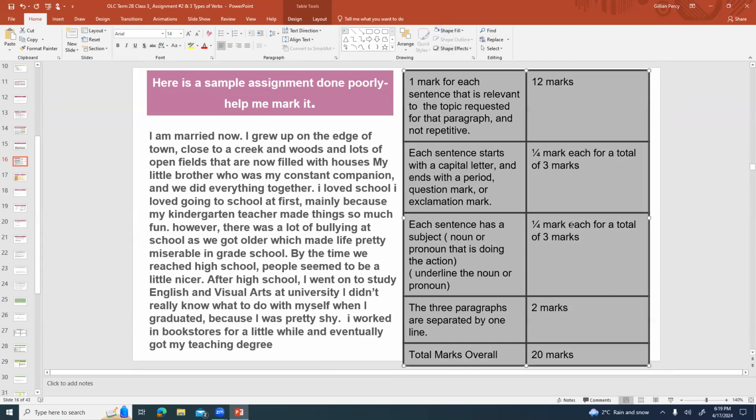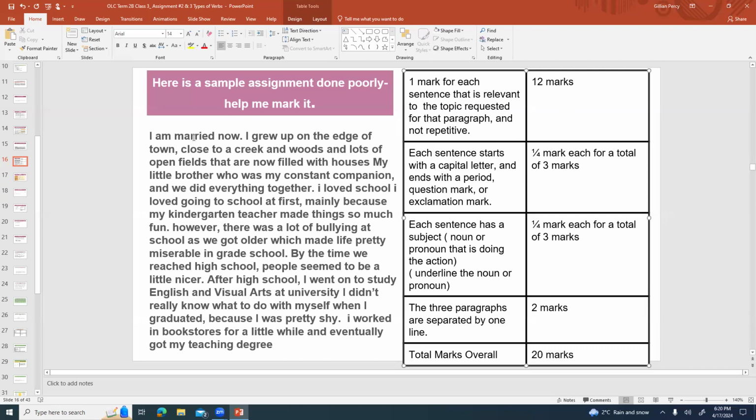My apologies. Okay, so 1 mark for each sentence that is relevant to the topic requested for that paragraph and not repetitive. 12 marks altogether. Each sentence starts with a capital letter and ends with a period, question mark, or exclamation point, quarter mark. Each sentence has a subject. Underline the noun or pronoun, a quarter mark for each of the sentences that have that. 3 paragraphs are separated by 1 line.